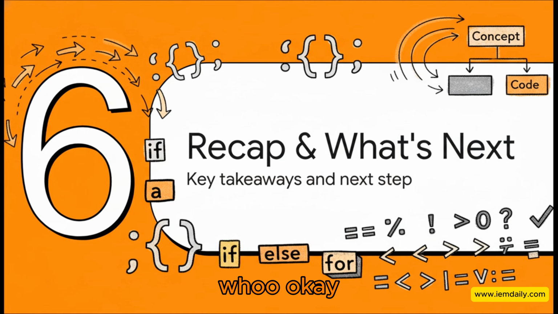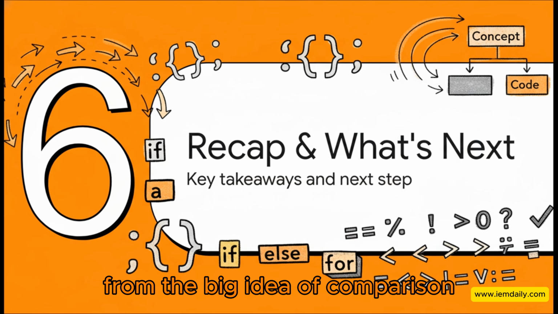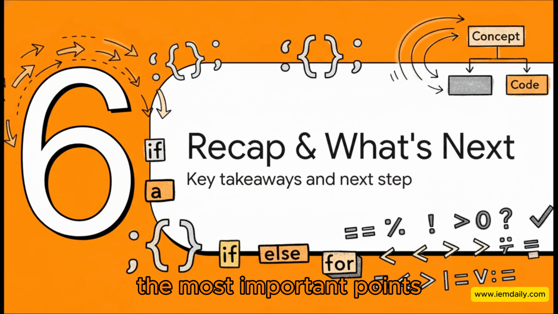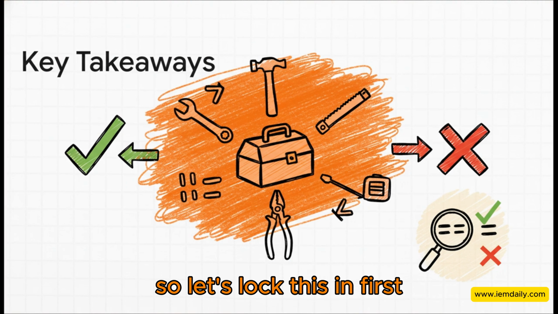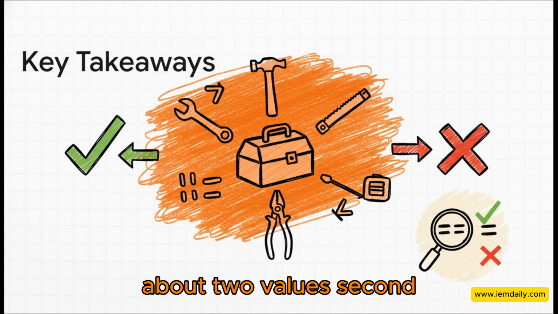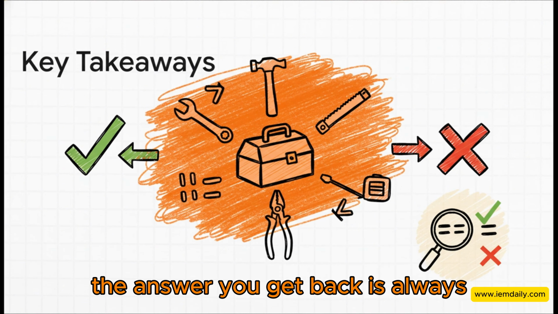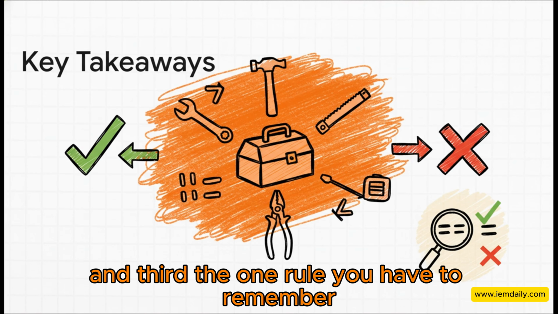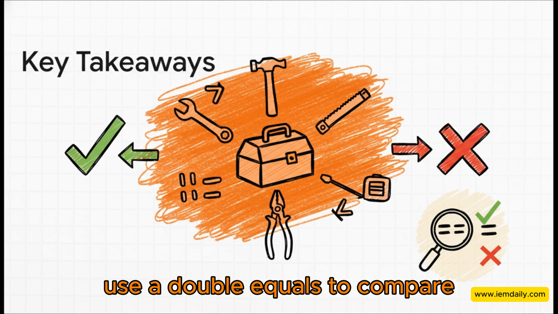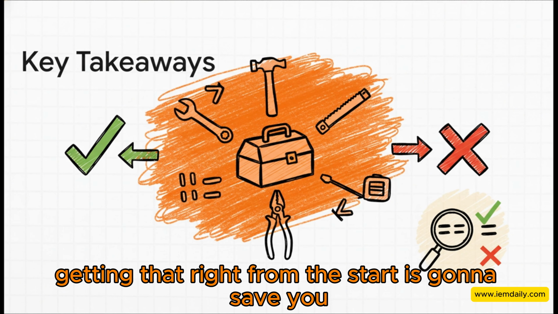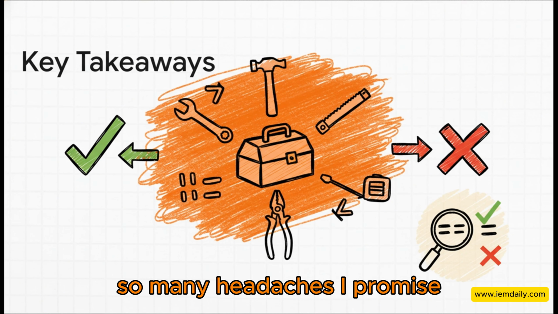Whew, okay, we've covered a lot of ground, from the big idea of comparison all the way down to the nitty-gritty of the code. Let's just take a second to recap the most important points. So let's lock this in. First, relational operators are just for asking questions about two values. Second, the answer you get back is always a Boolean, true or false. And third, the one rule you have to remember: use a double equals to compare and a single equals to assign a value. Getting that right from the start is going to save you so many headaches, I promise.